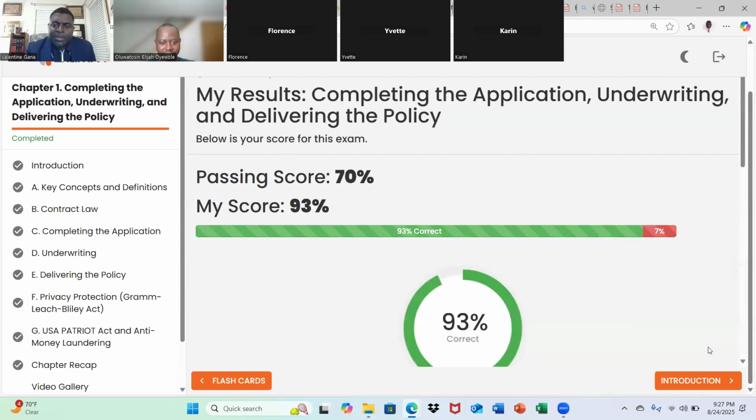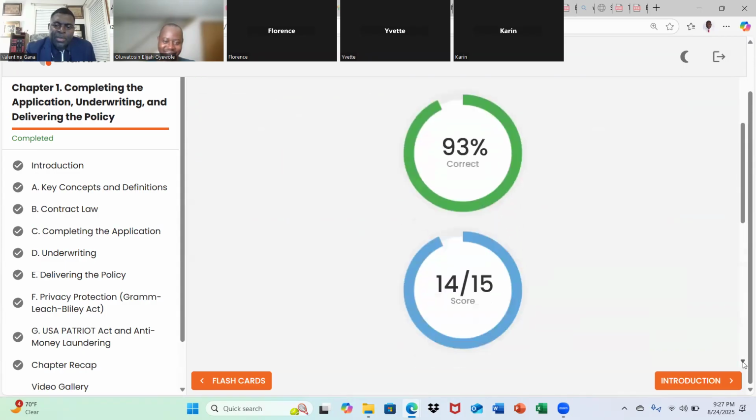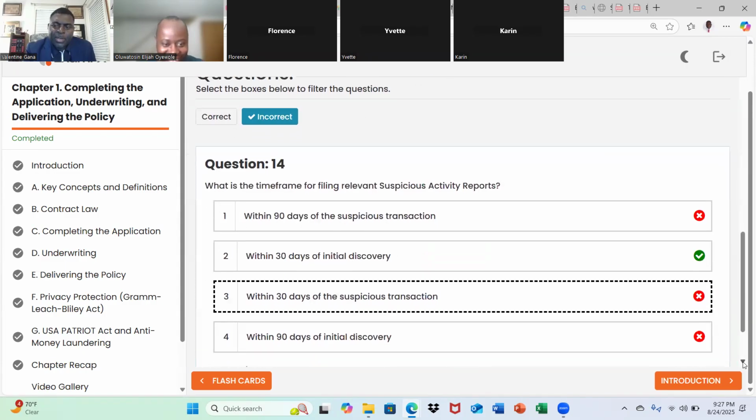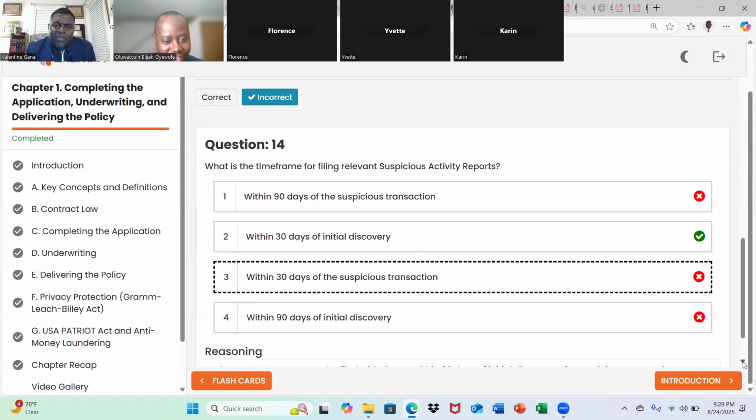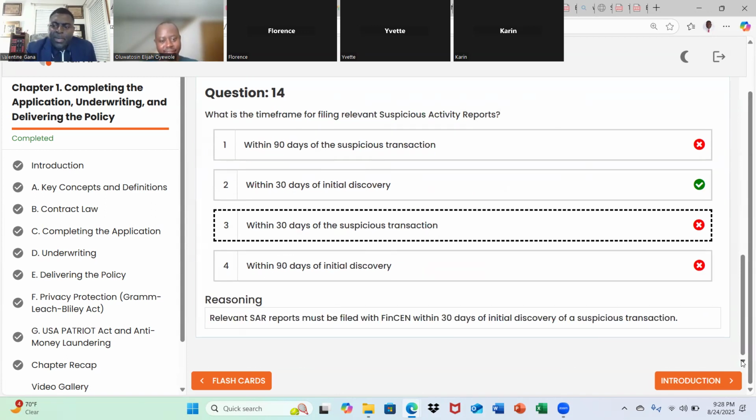Then we click submit, and that's our score. Okay, missed one. Good job, guys. We missed just one, the one about filing the suspicious activity reports. So that's good.